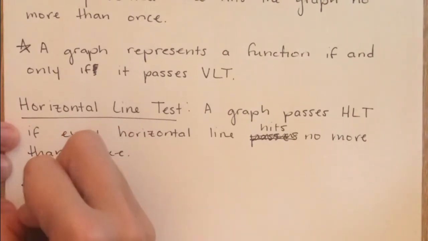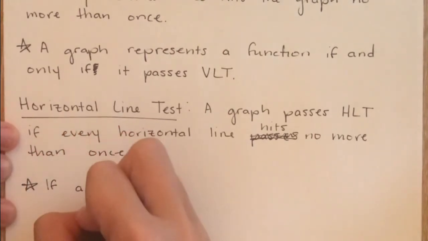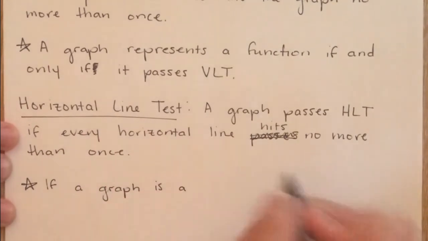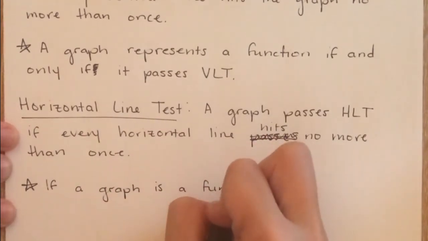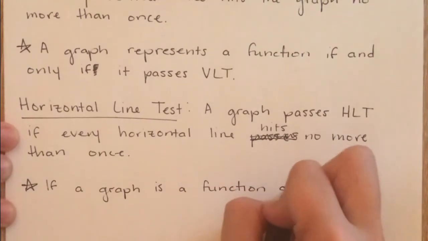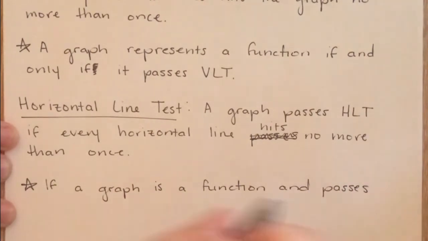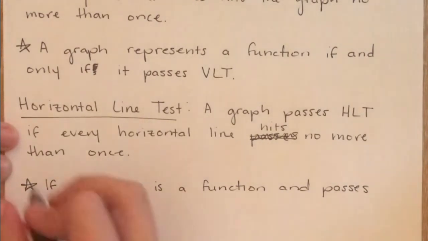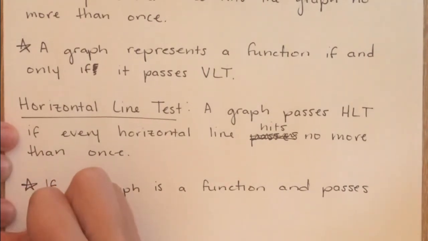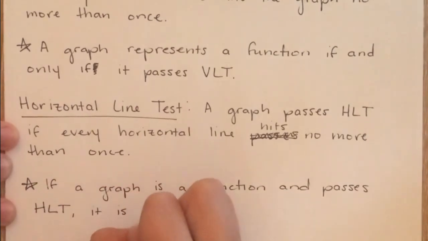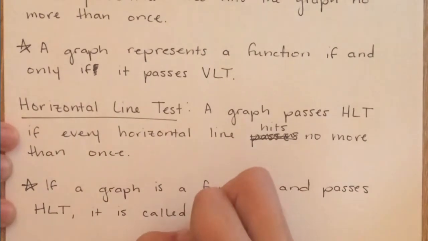But if a graph is a function and passes the horizontal line test, it is called one-to-one.